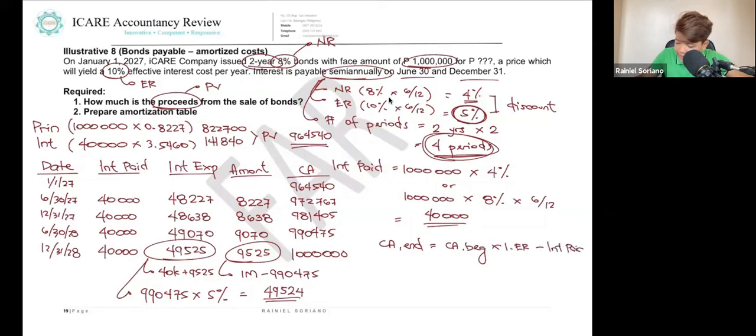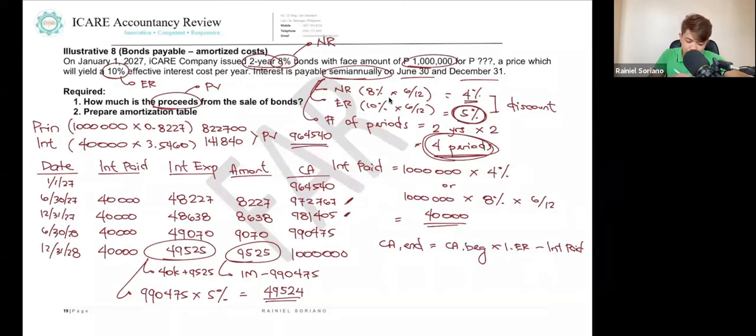So calculator please, let's try to compute the carrying amount using our Soriano notes. Okay? 964,540 times 1.05 minus 40,000, this will come out to 972,767. Okay? Times 1.05 again minus 40,000, this will come out to 981,405.